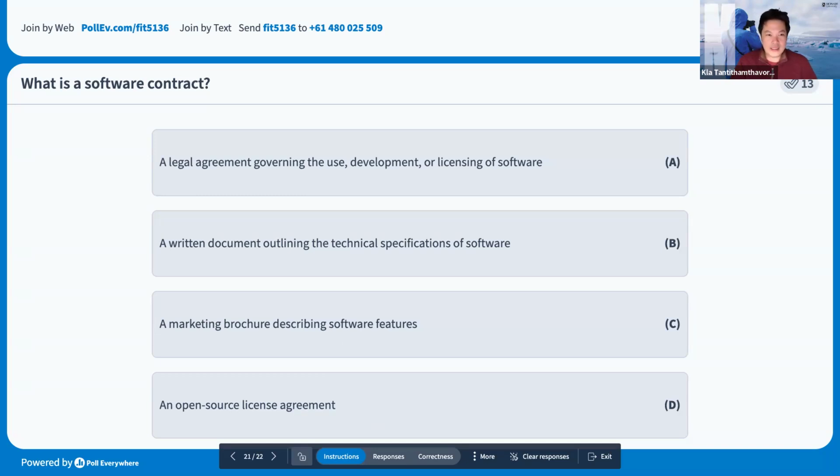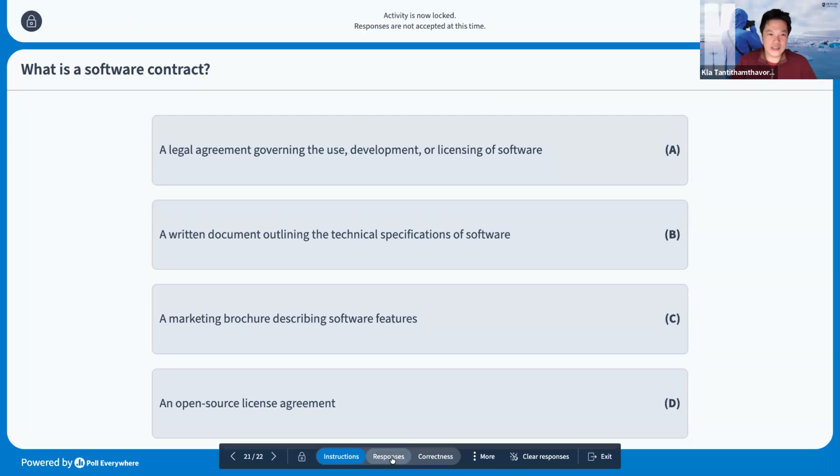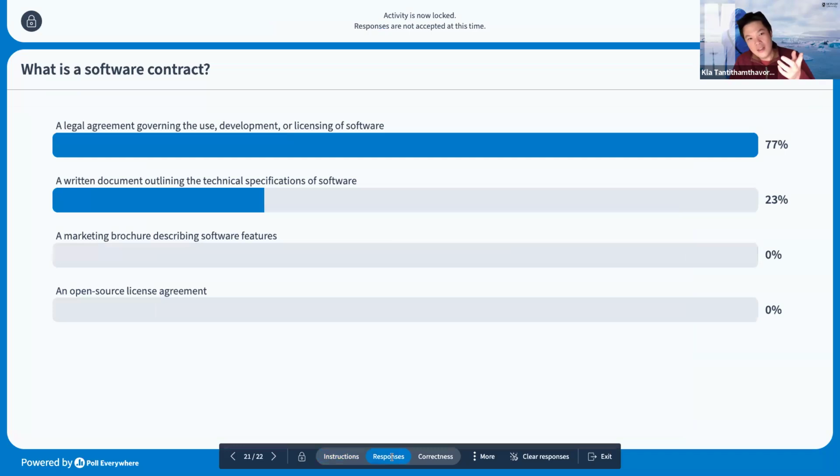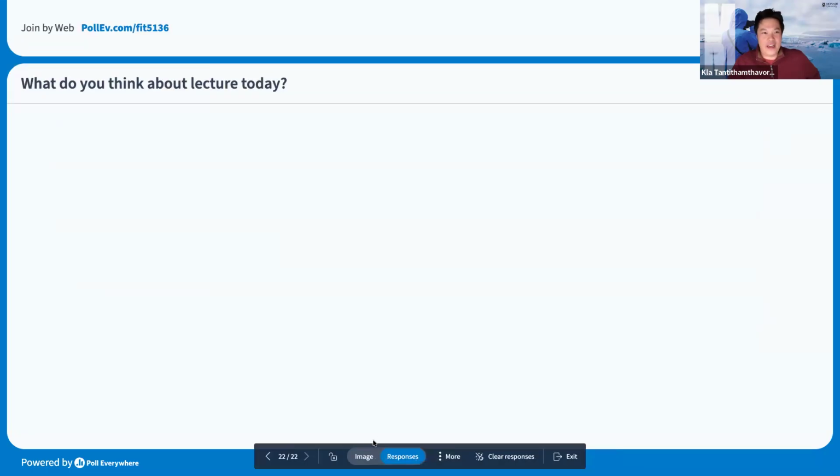All right, okay. Let's see the response. Okay, that's a funny thing. So the correct answer is not A. A is a legal agreement, maybe yes, but governing the use, development, licensing of software is not the software contract. Basically the contract should outline the technical specification, like the requirement specification and things like that. Make sense? So the correct answer should be B here. Any questions, everyone?